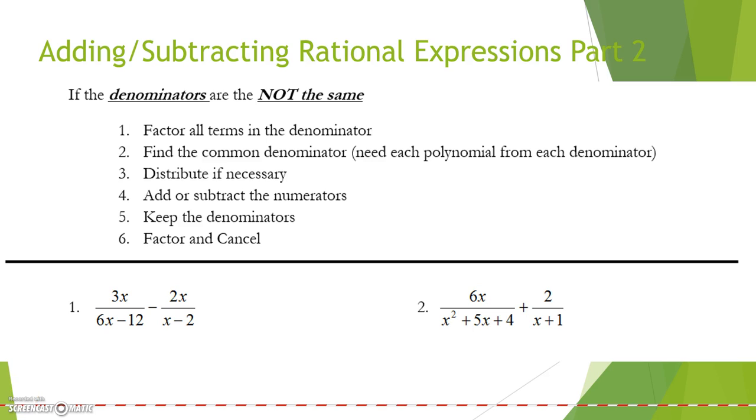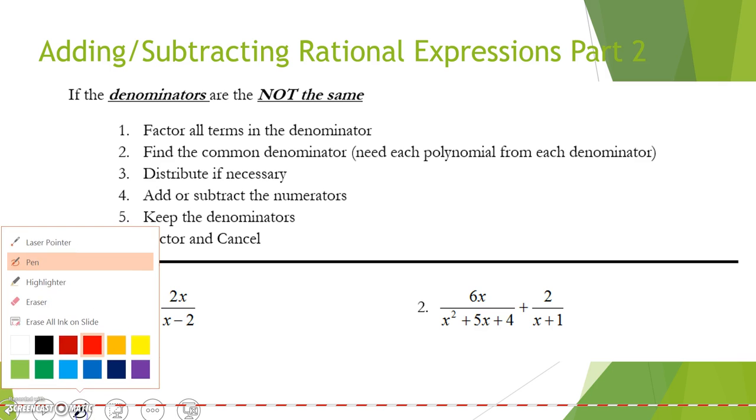Hey guys, so we talked yesterday about how to add and subtract rational expressions, and now we're just going to do some harder ones. So for number one, you still need to factor all terms in the denominator. For this one, the bottom of the first one can be GCF'd. It has a GCF of 6, and that leaves me with x minus 2.